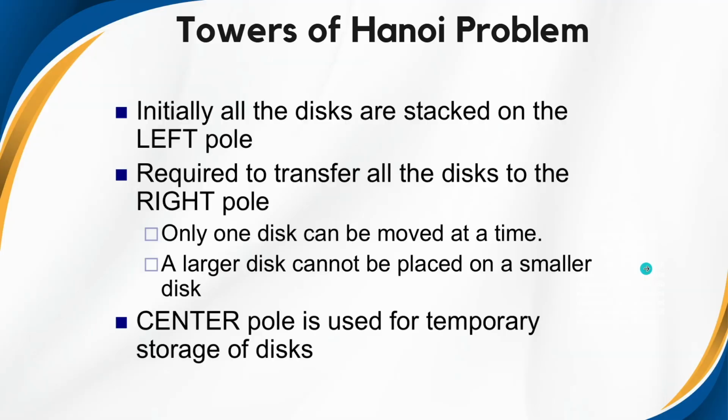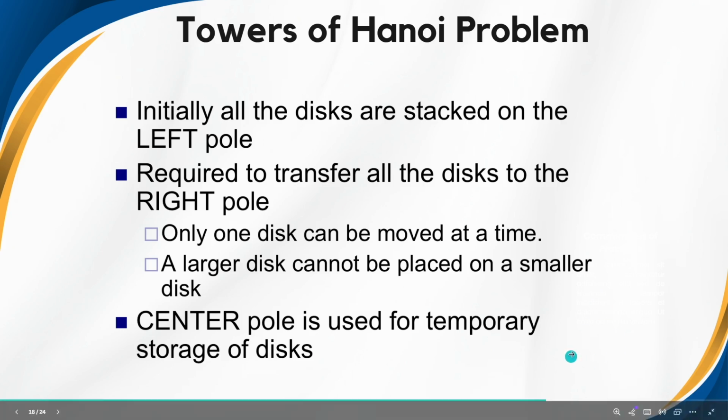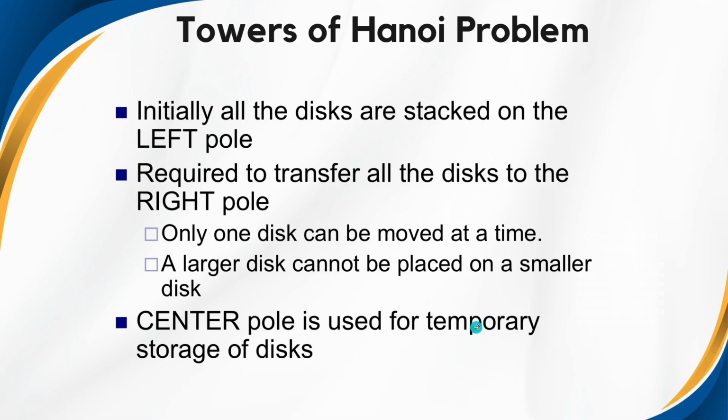So, of course, the system deals with activation records. Initially all the disks are stacked on the left pole, and we have to transfer all the disks to the right pole. At a time only one disk can be moved, and a larger disk cannot be placed on top of a smaller disk. These are the two constraints for this problem, and we use the center pole to hold the disks temporarily while we transfer from the left to the right pole.